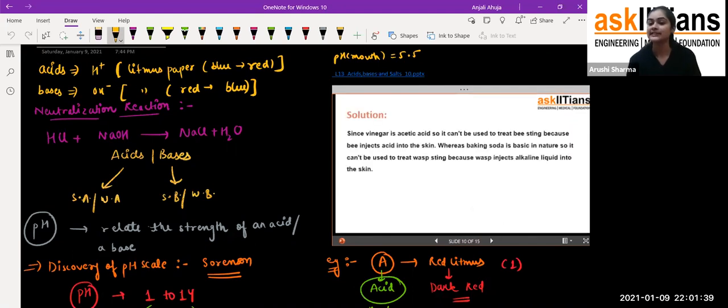So we can read the answer also. Since vinegar is acetic acid, it can't be used to treat a bee sting because a bee injects acid into the skin, whereas baking soda is basic in nature, so it can be used to treat it. Whereas baking soda is basic in nature, so it can't be used to treat a wasp sting because a wasp injects alkaline liquid into the skin.